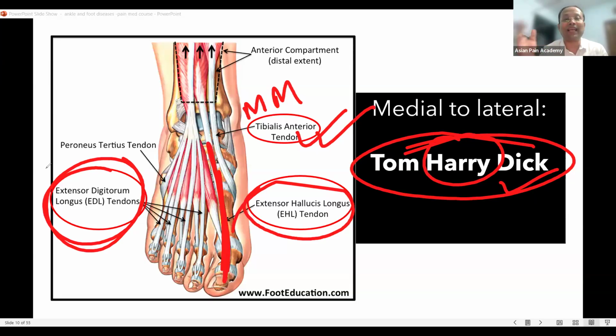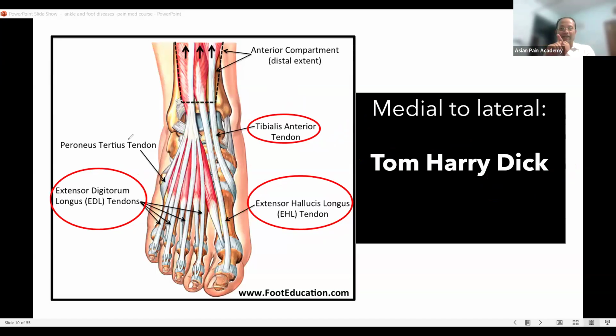Here also, between second and third, you will get the neurovascular bundle. So at this point, what neurovascular structures will you find? That is the anterior tibial nerve and anterior tibial artery and vein. Okay, so just remember, both mnemonics start from the medial malleolus. Anterior side it is Tom, Harry, Dick, and this side, medial side, Tom, Dick, Harry.